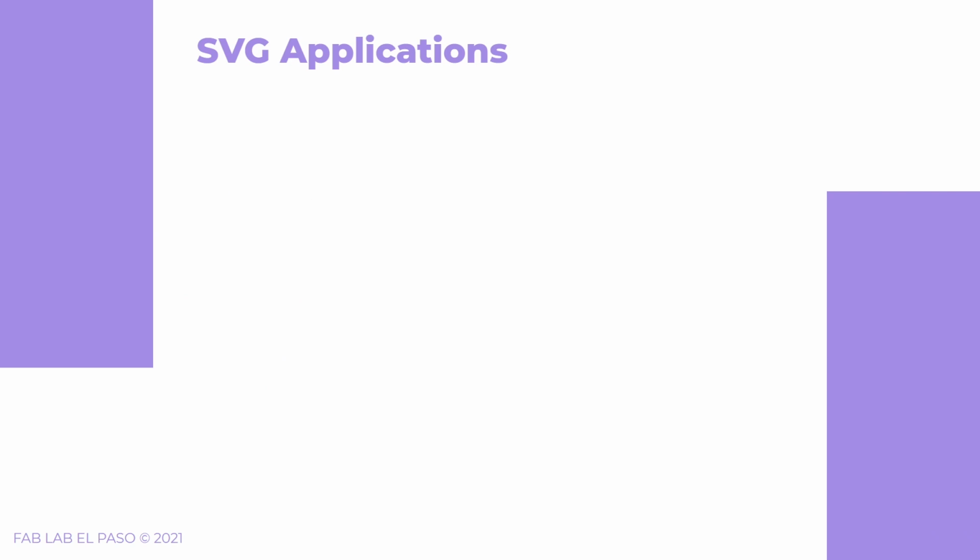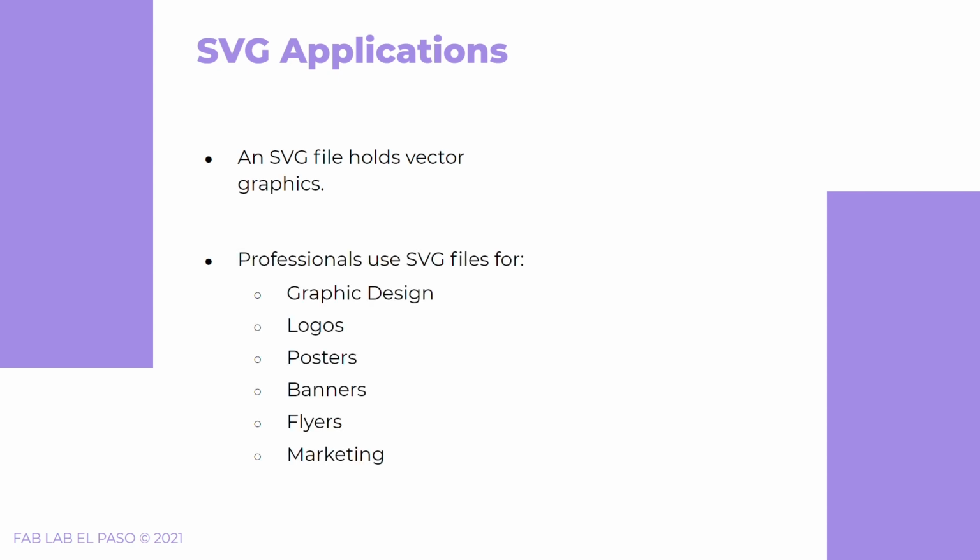Now that we are experts in SVG and we know that an SVG file holds vector graphics, we can now talk about some professional applications for this type of file. Graphic design is the most popular application for businesses. Professionals can make logos, posters, banners, and flyers for events. Learning how to create SVG files will be an advantage when marketing a new business or product.